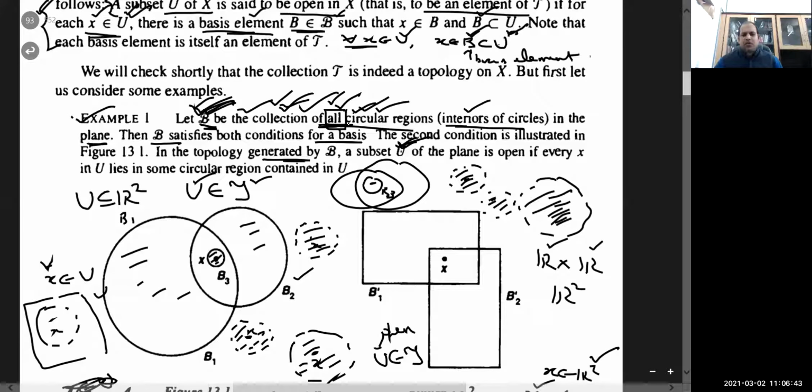Here it is shown in this way, but basically it is the interior of the circle. So if their intersection is non-empty, then one can always have another circular region B3 around this x, which is in B1 intersection B2. This is very clear from the geometry. Later on we will see that this will generate the usual topology on R2. That will come next. So till now, this collection satisfies the condition of a basis. I mean the collection of all interiors of circles is going to form a basis. That condition we have done.